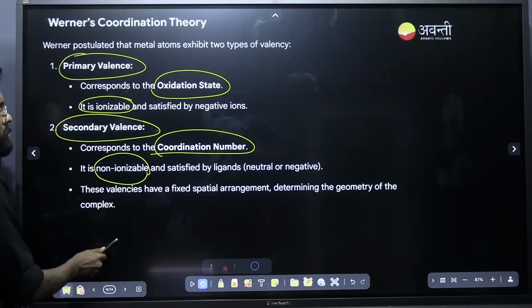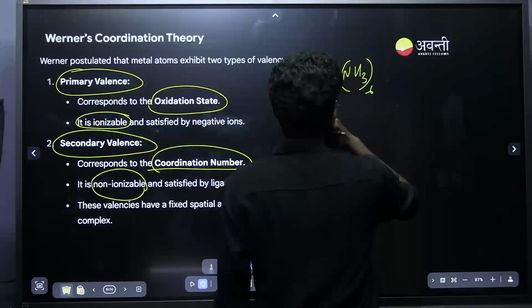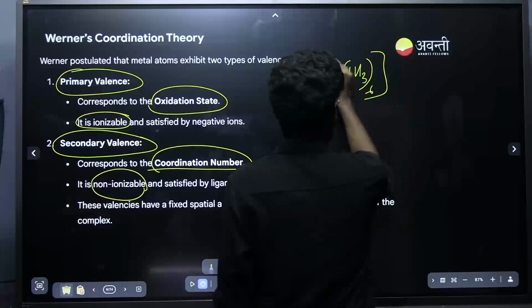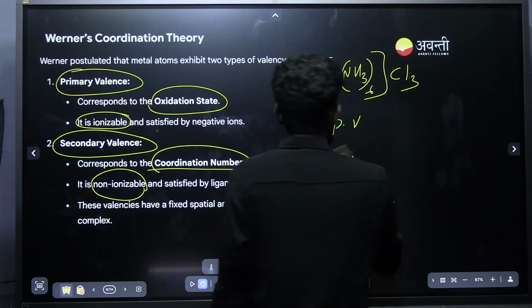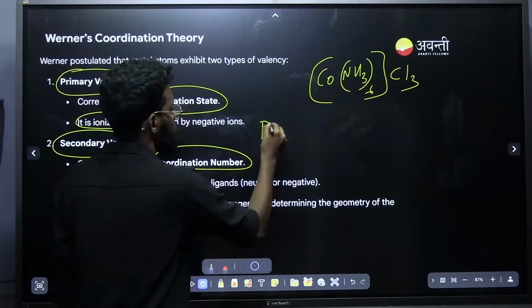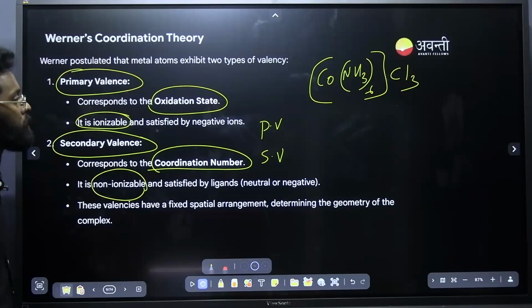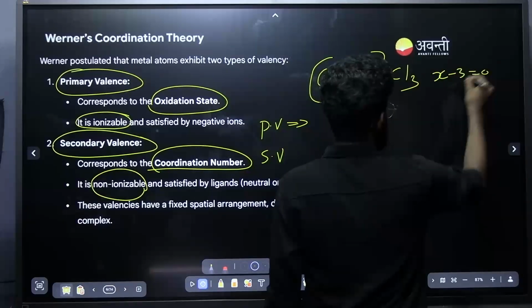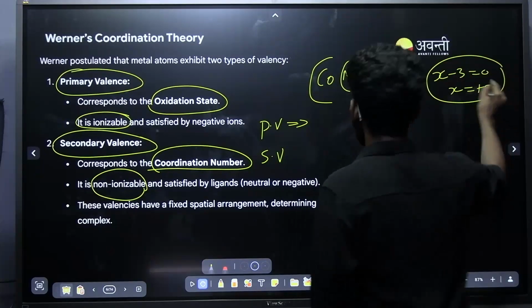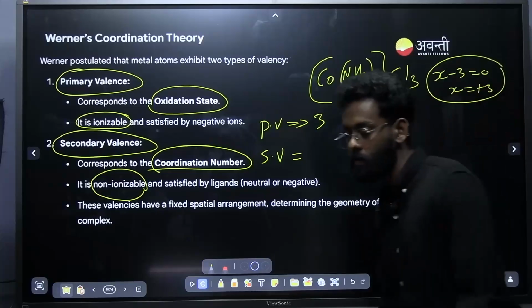I will give an understanding by taking an example. [Co(NH3)6]Cl3. What is the primary valency and secondary valency of this compound? Primary valency is what? Yes, excellent. It is 3. What is the oxidation state of this cobalt? X minus 3 is equal to 0, that is X is equal to plus 3. The oxidation state is the primary valency. What about the secondary valency? Yes, very good. It is 6.